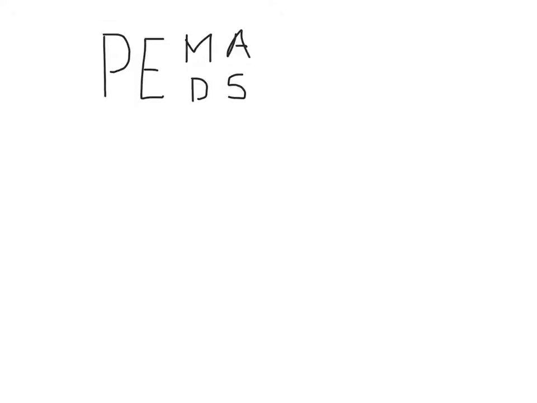PEMDAS. A lot of times we say PEMDAS. So the P is the parentheses, but it also stands for any symbols. We do that first. Then E for exponents. MD, we multiply or divide from left to right. A and S, adding and subtracting from left to right.